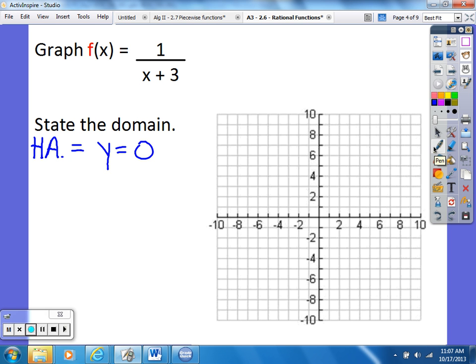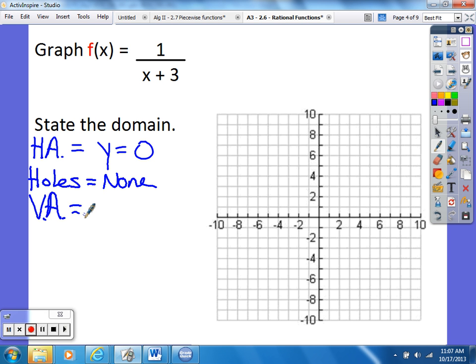So holes, guess what we get to write? 0. Not 0. None. I don't want you to write 0 because that's a number, right? So then I'm thinking, okay, I put a hole right here, 0, 0. No. I want to write the word none. Okay, vertical asymptote.